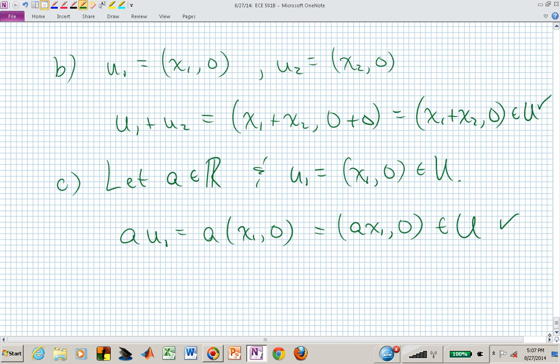Is that in capital U? Yes. So U satisfies those three properties, which says that we can now conclude that capital U is not only a subset of V, but it is also a subspace of V.